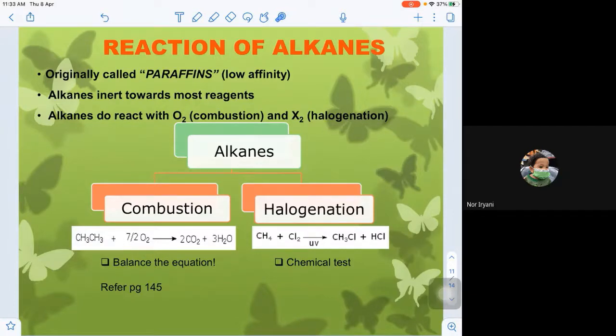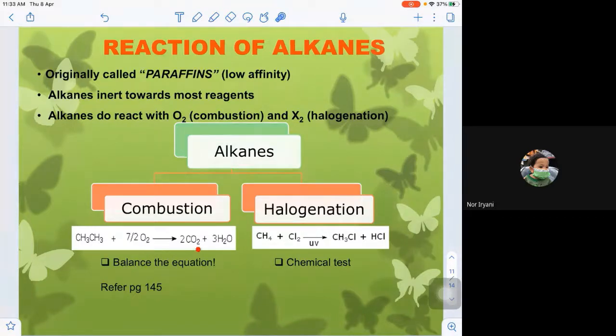When alkane is combusted, we have seen this last time when we wanted to determine the empirical formula in our Chem 1. When we have a hydrocarbon compound reacted with oxygen, which means it undergoes combustion, then the main products are carbon dioxide and H2O. So in this case, we have ethane here, CH3, reacting with oxygen, then it produces carbon dioxide and H2O.